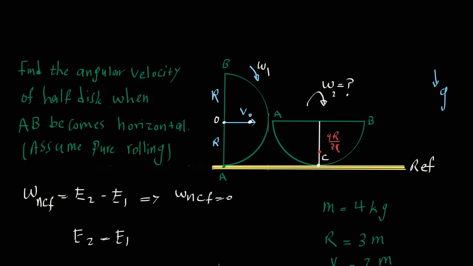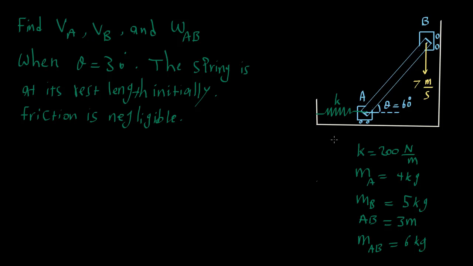So I will prepare another example to solve here. Here is the next example that we want to solve. We are asked to find VA, VB, and omega AB. So the velocity of slider A, the velocity of slider B, and also the angular velocity of link AB when theta is equal to 30. Initially we have theta equal to 60 degrees, and we want to see what the velocities are when theta becomes 30 degrees.